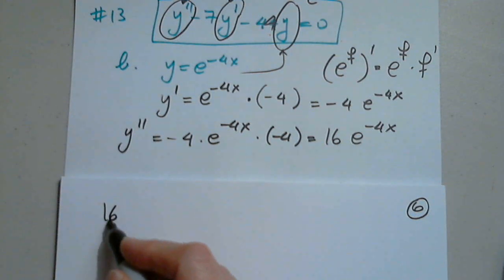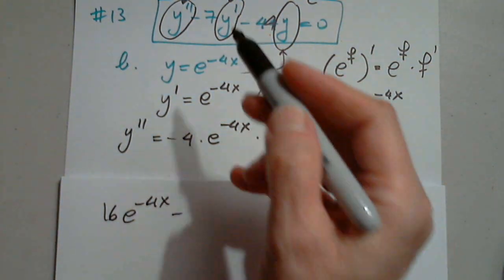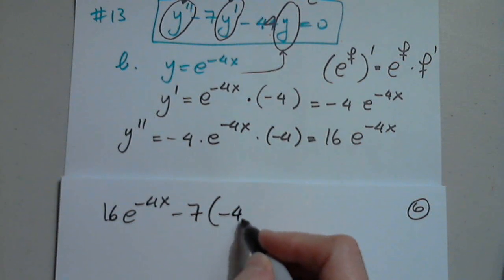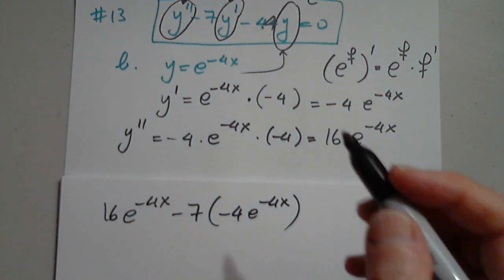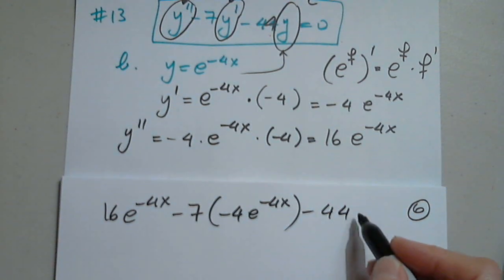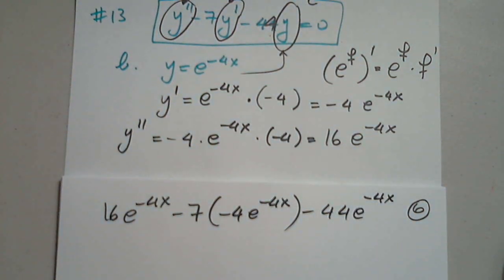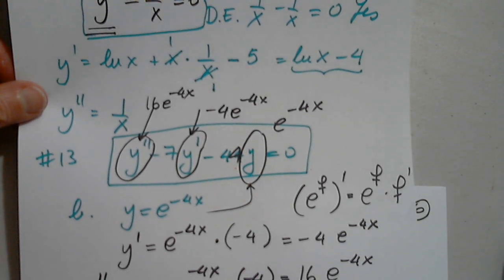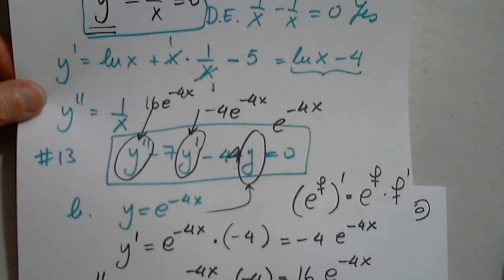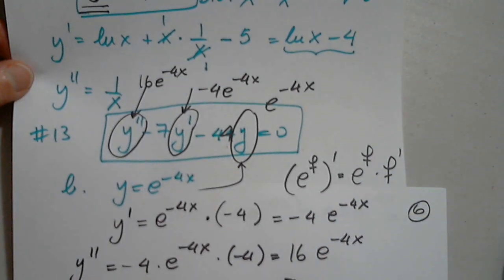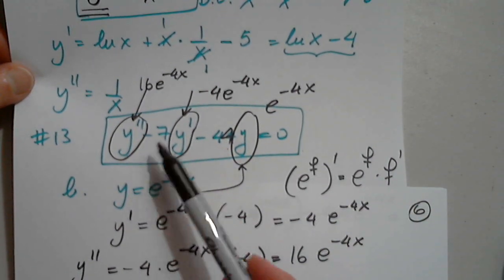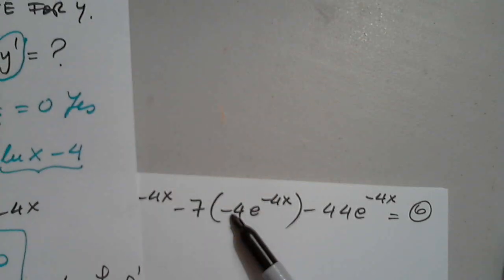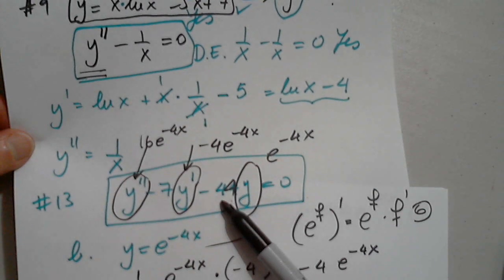So second derivative, 16 e to negative 4x minus 7 times negative 4 e to negative 4x, and then minus 44 e to negative 4x. Since I wrote over it, it was minus, right? Let me look again just to make sure. Yes, it was minus. Good. So the second derivative, 16 e to negative 4x minus 7 times negative 4 e to negative 4x minus 44 e to negative 4x.